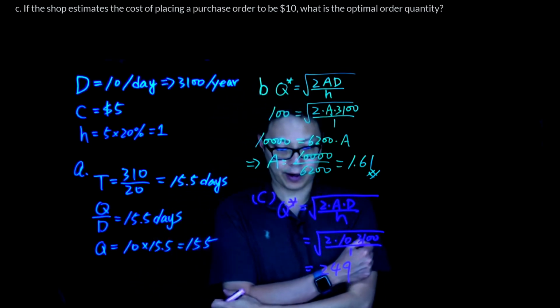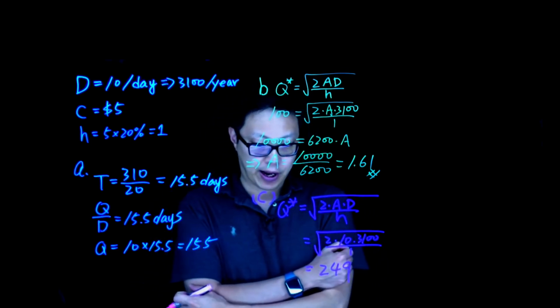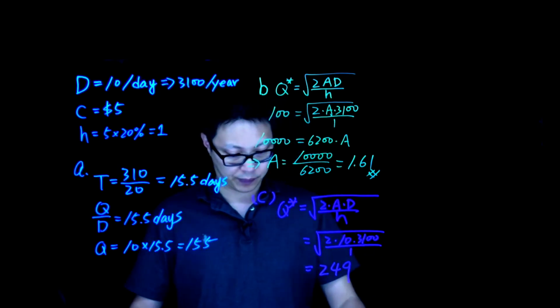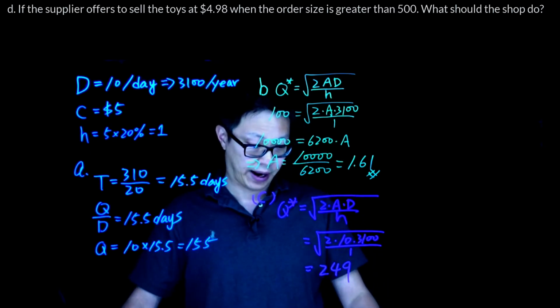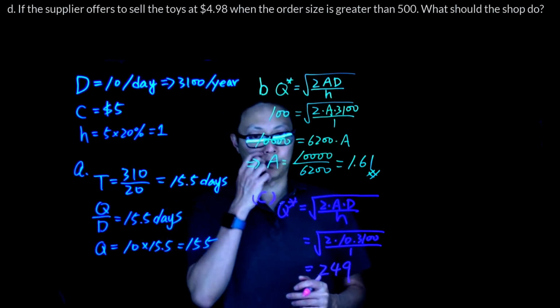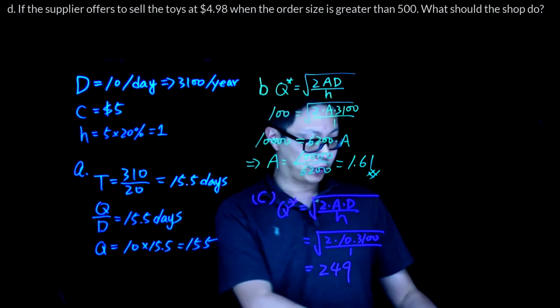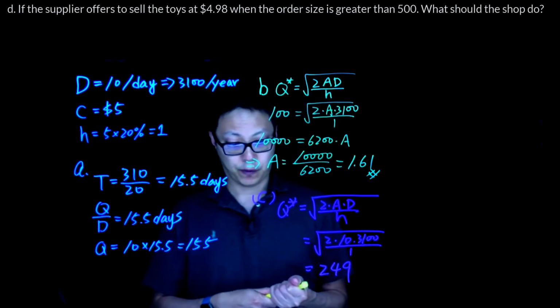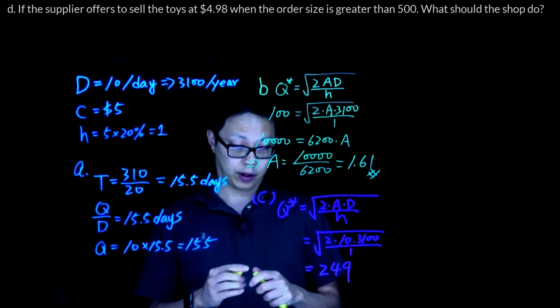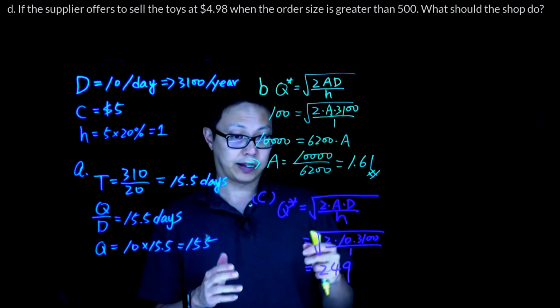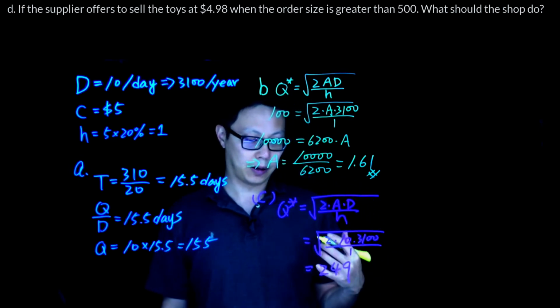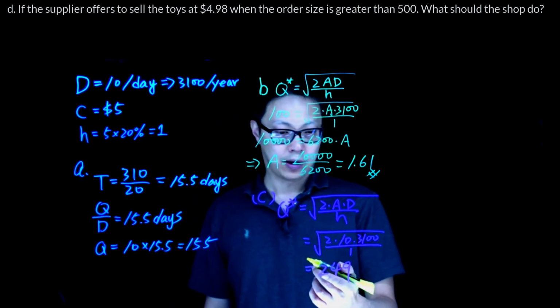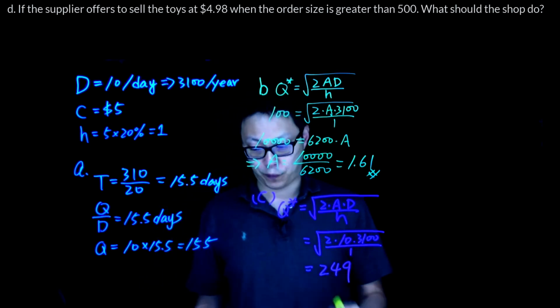which means Q will be equal to 249. Okay? And for the very last question, it said that if the supplier offered to sell the toy at $4.98 when the order size is greater than 500, what should the shop do? In order to do this question, we first need to figure out what the order quantity will be. This is the extension from problem C. So we know without quantity discount, the order quantity will be 249.